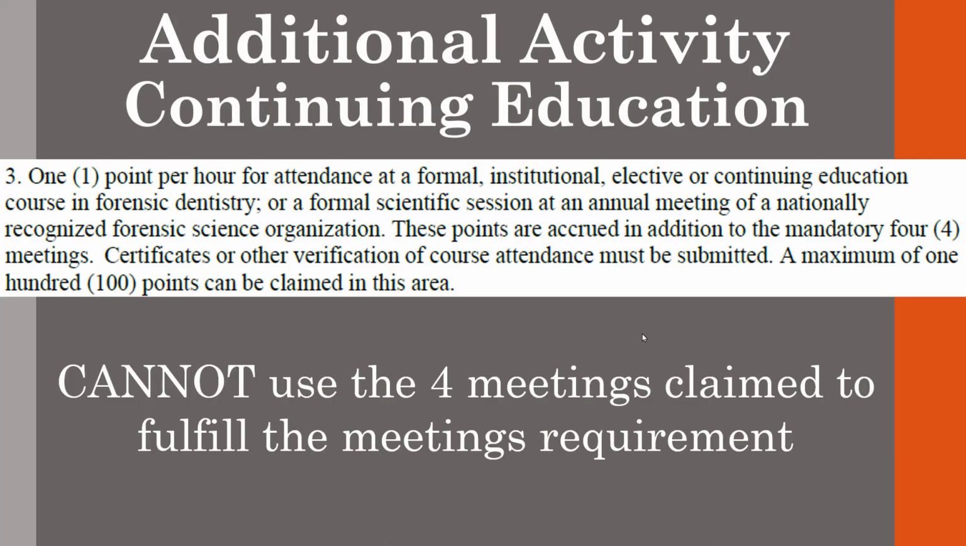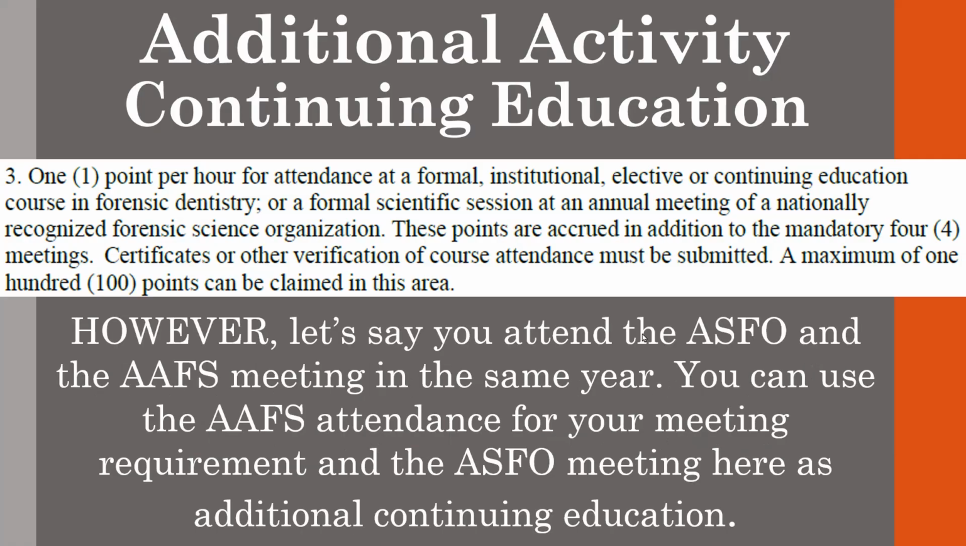Now, you cannot use the 4 meetings that you claimed as your meeting requirements in this area. So keep that in mind, but remember, let's say you attended the ASFO and the AAFS, you can essentially use one of them for your meeting attendance requirement and then the other down here in your continuing education additional activity area. So, decide which one makes more sense to use where and then put the other one in the other category.